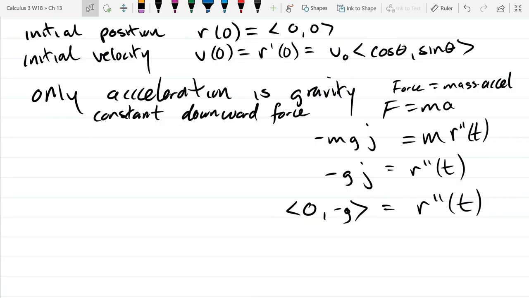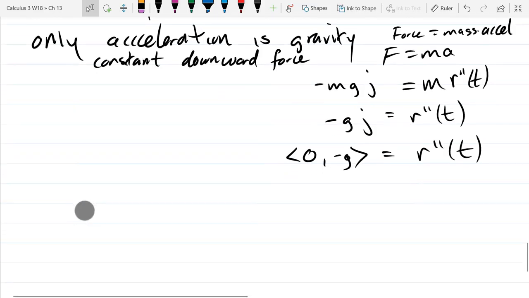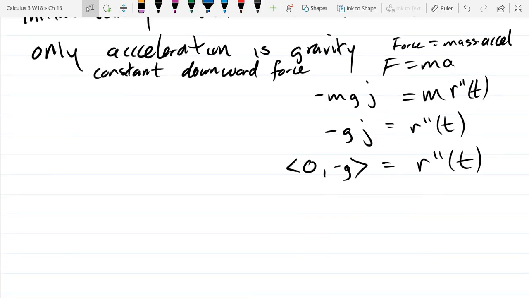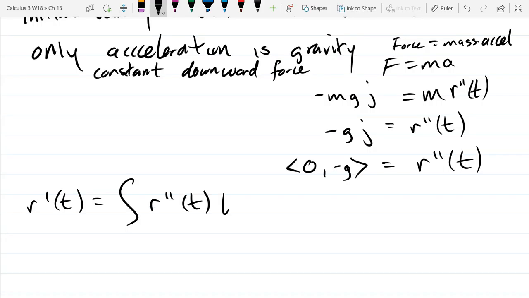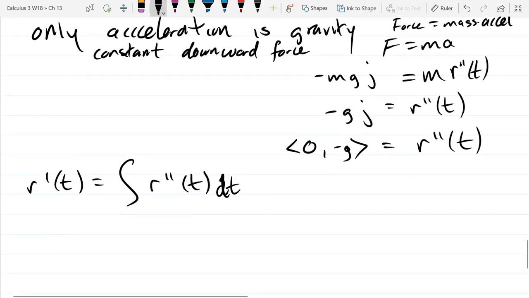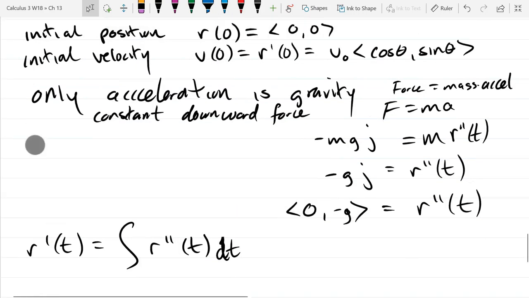So just remember, r is always a position function that will form a curve. So the derivative is going to be velocity. All right, compute r prime. So all you have to do is take the antiderivative of r double prime. And I believe you do have the initial conditions for this. The initial condition is a velocity. So you have the initial velocity. It's written somewhere up higher. There it is.